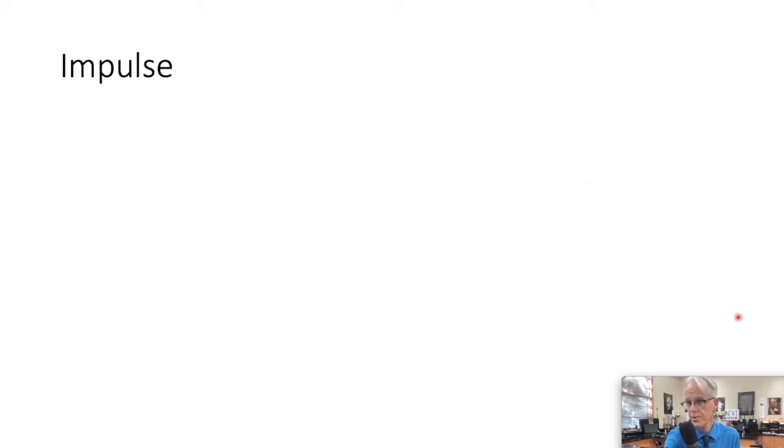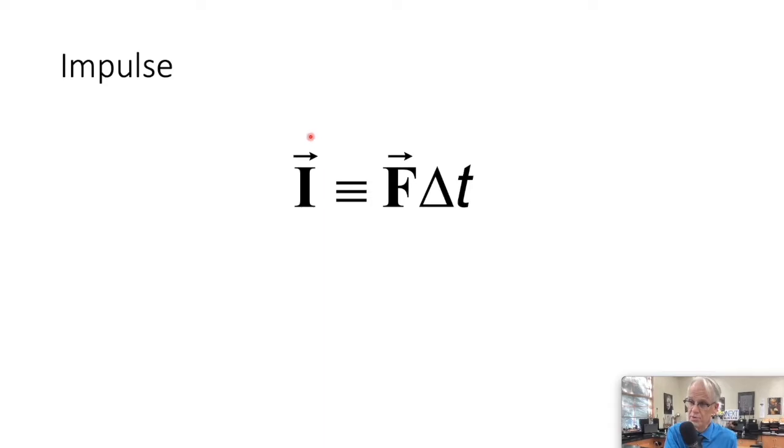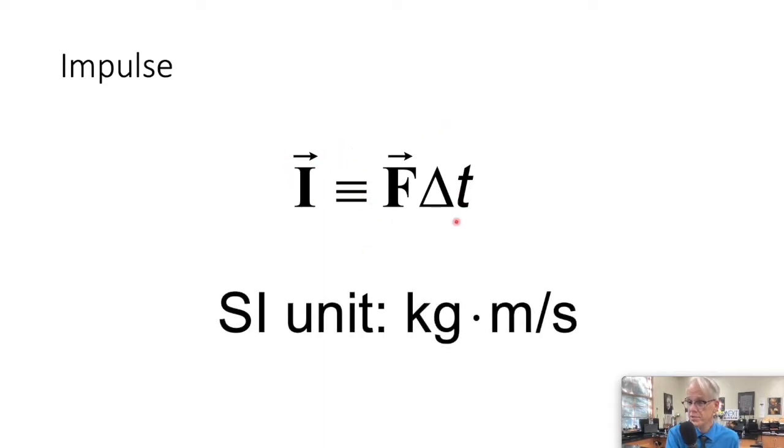Let's review what we mean by impulse. Impulse is the force times the time. It also is a vector quantity. The units of impulse are also kilograms meters per second. We did see that we could also call this a Newton second, but those are the same.